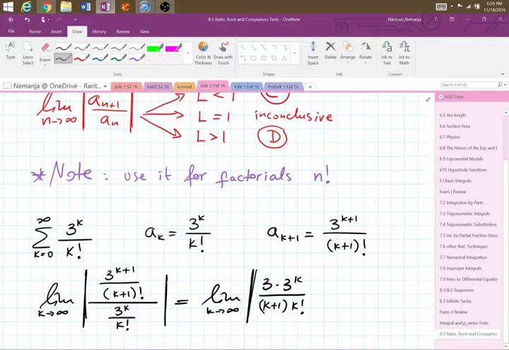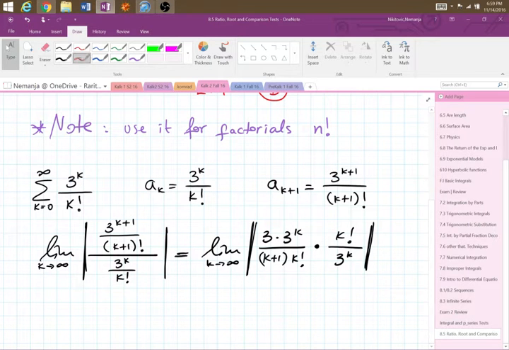Now, division of fractions, right? I'm changing into multiplication and flipping the second one. If you change division into multiplication, you have to flip the second fraction. And now you see the whole bunch of stuff cancels. Ratio test is awesome like that, right? All of these scary terms cancel, and you get to take the limit of the simple stuff.